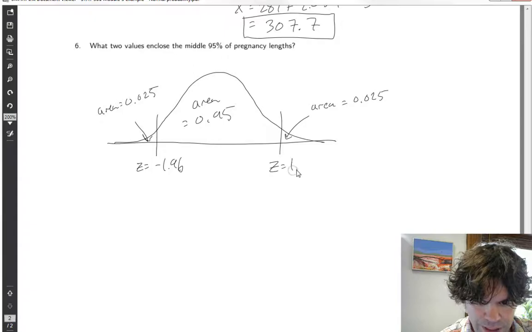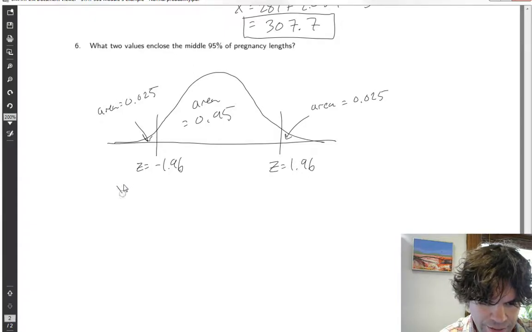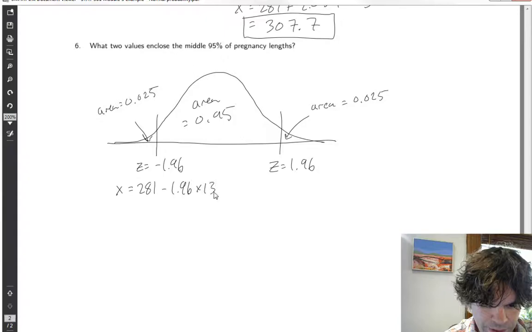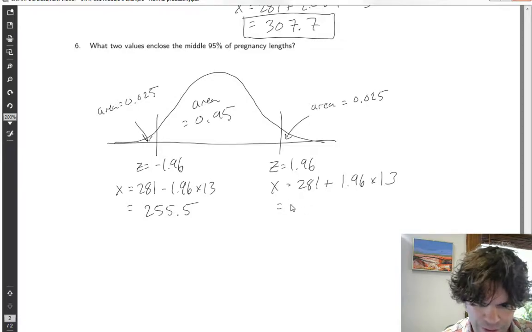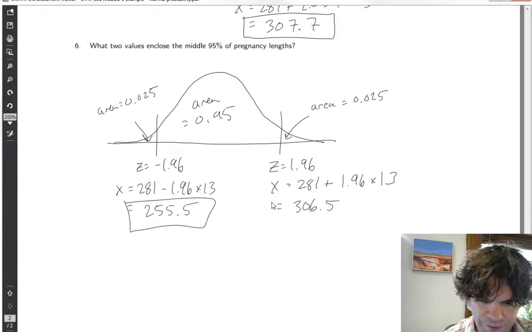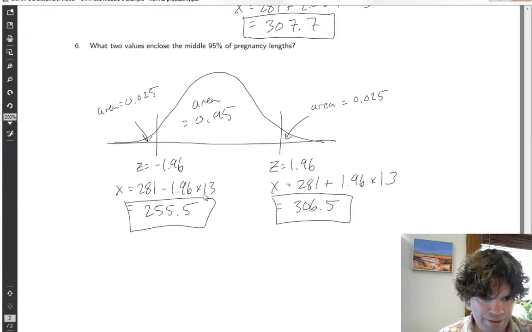Z equals positive 1.96. And I just have to convert those into x, so that is 281 minus 1.96 times 13. This is 281 plus 1.96 times 13, and we have about 255.5 to about 306.5. That's it for the math.